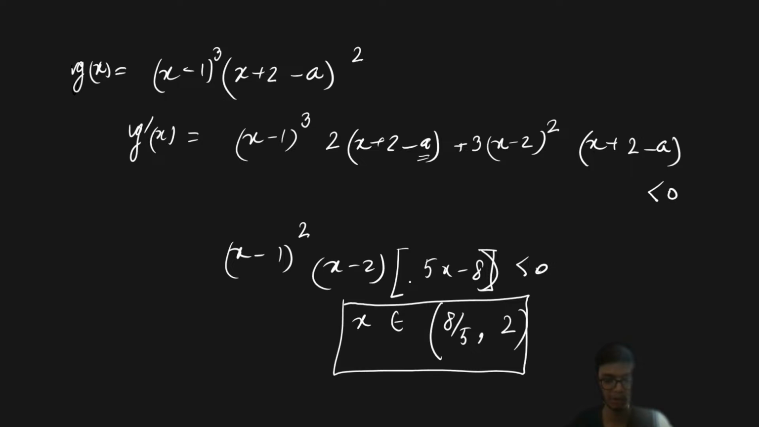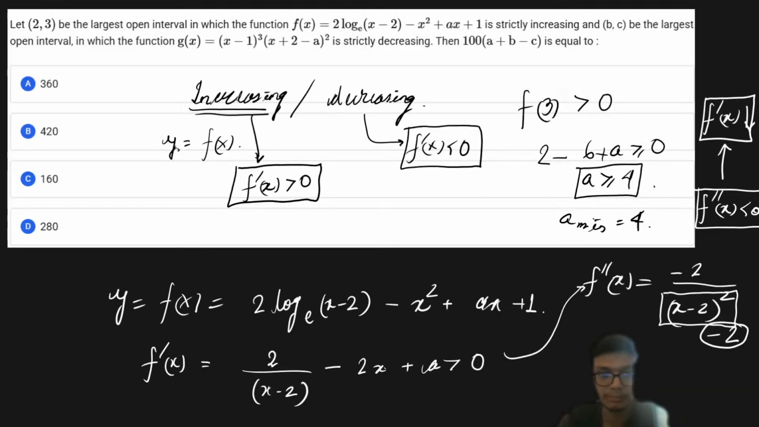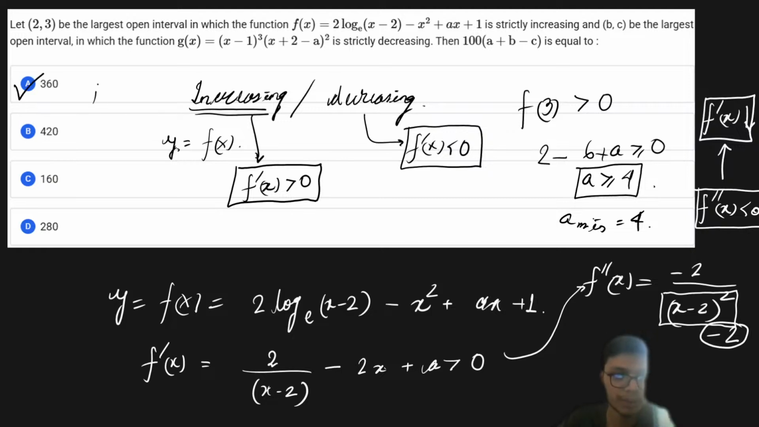So once we get the value of a, from here this is going to be a b and this is going to be a c. Therefore we have to calculate the expression 100 times of a plus b plus c, and that is going to be equal to 360. I hope this part is clear to all of you. So with this, option number A is going to be the correct answer for this particular problem.